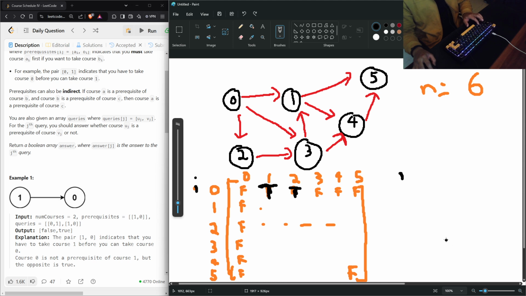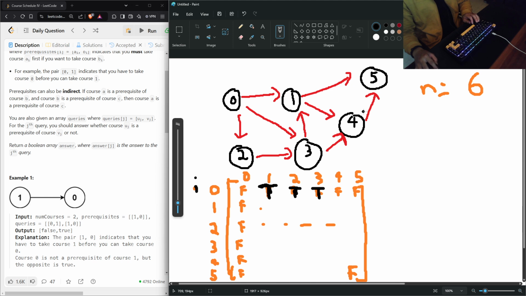So this is how we are setting this. True basically indicates there is a connection from this ith row to jth column, or you can say from the node at i to the node at j. And now there is also a connection between 0 to 3, so this value becomes true. Now what else? So 0 is done. Now let's come to 1. 1 is connected to 4 and 1 is connected to 5.